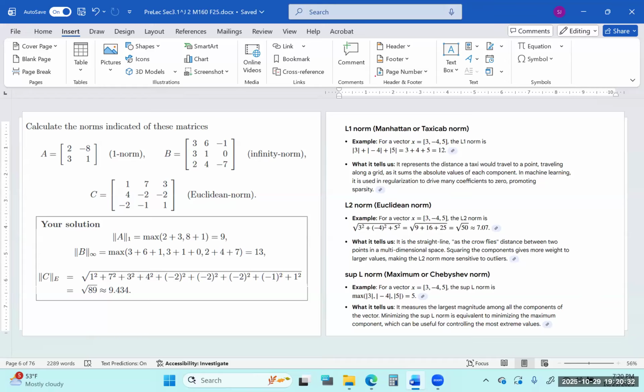But if you want to find L2 norm, then you do 2 square plus 8 square plus 3 square plus 1 square, and then take the square root.